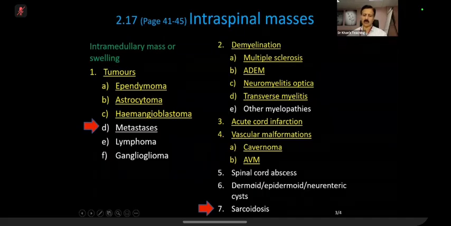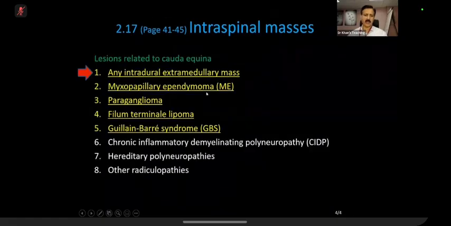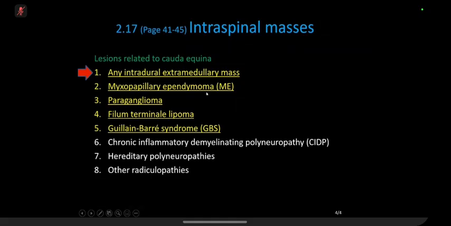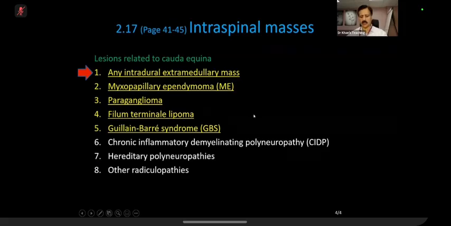Dermoid, epidermoid have come in the exam again and again. Sarcoidosis, of course, can come. And we have added a new differential this time, and cases have come in the exam from this one. So these are lesions related to cauda equina, so lumbar spine level, and things like Guillain-Barré, chronic inflammatory demyelinating polyneuropathy, and others. I'll show you cases from this territory.